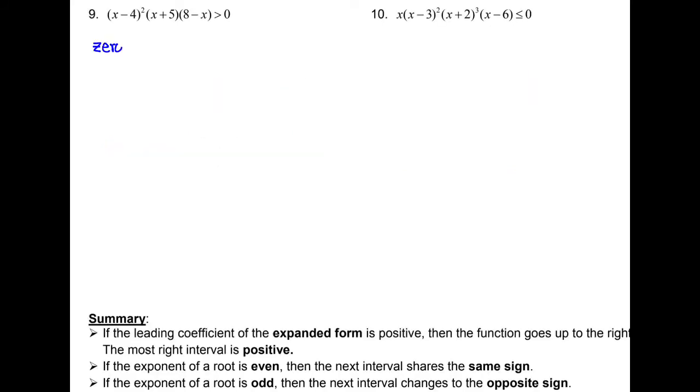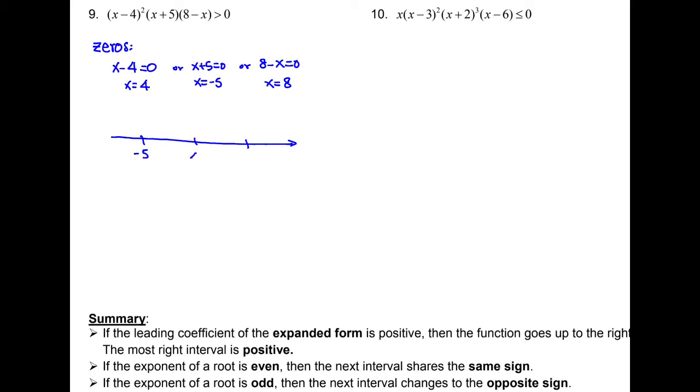Now we have exponents on the factors. So first thing we do is we find out the zeros. X minus 4 equal to 0 means x equals 4. Or x plus 5 equals 0 means x equals -5. Or 8 minus x equals 0 means x equals 8. Now we have 3 zeros. Put them on the number line from the smallest to the highest: -5, 4, and 8.